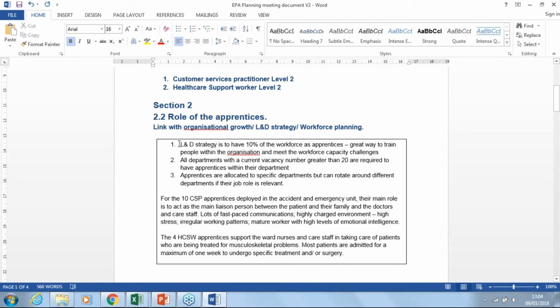Any department which has a current vacancy number which is greater than 20 is required to take in apprentices within their department. And then the apprentices are allocated within specific departments, but they can actually rotate around. So it helps us set the context for the apprentices that we will be delivering the endpoint assessments to. We also ask specific things around the apprentices.